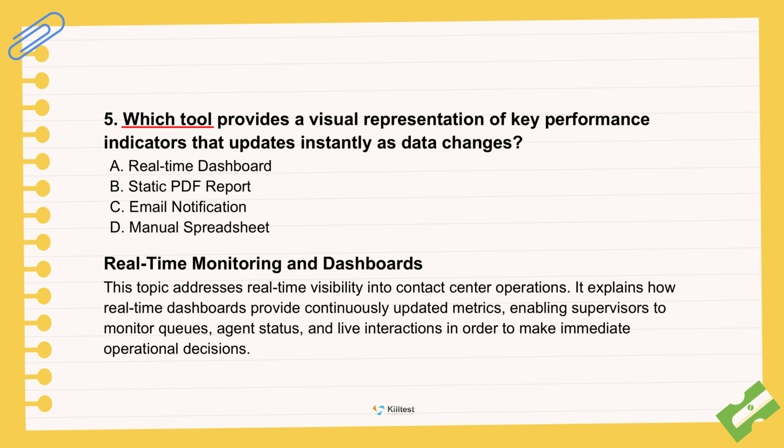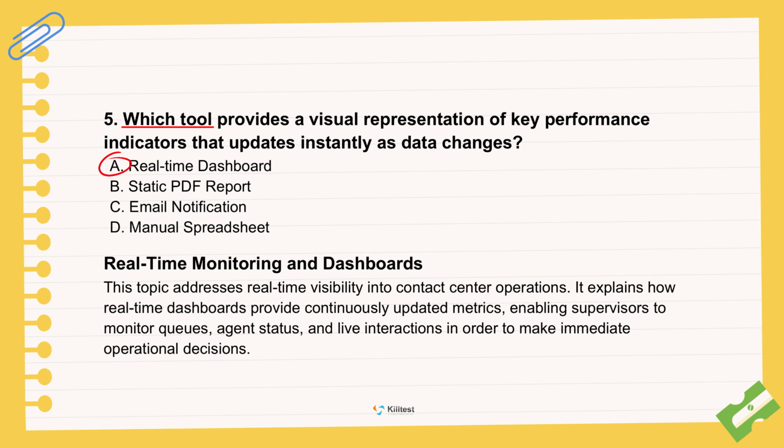Which tool provides a visual representation of KPIs that updates instantly as data changes? Updates instantly. That's the key. Options: A, real-time dashboard, B, static PDF report, C, email notification, or D, manual spreadsheet. It's clearly option A, real-time dashboard. So what's the business case here? If historical reports tell me if I hit my goals, why do I need to stare at a live screen?